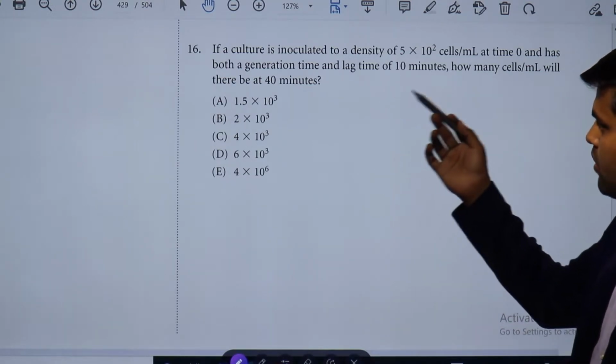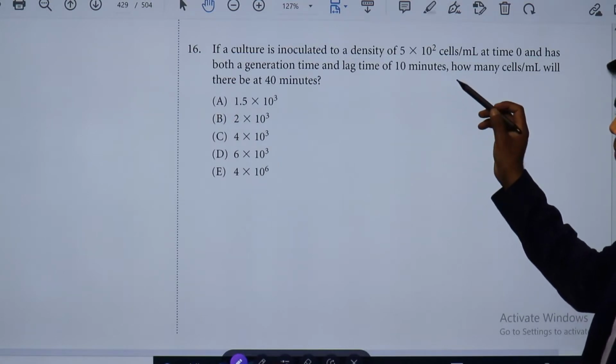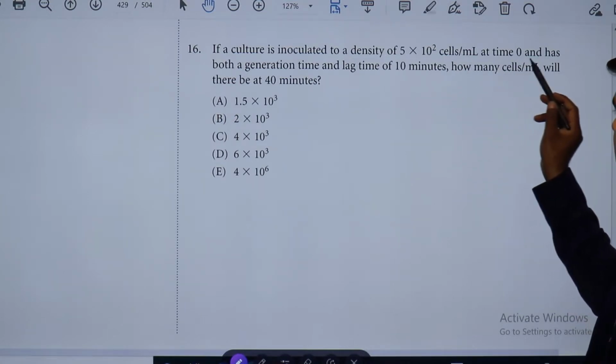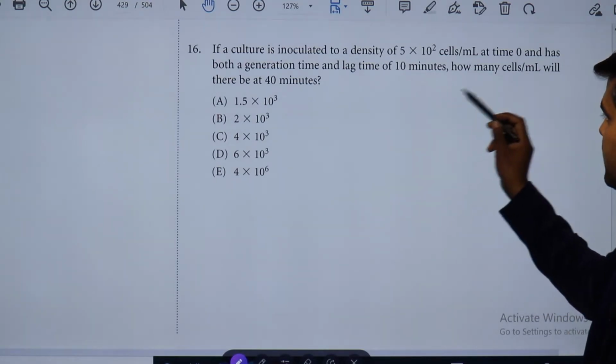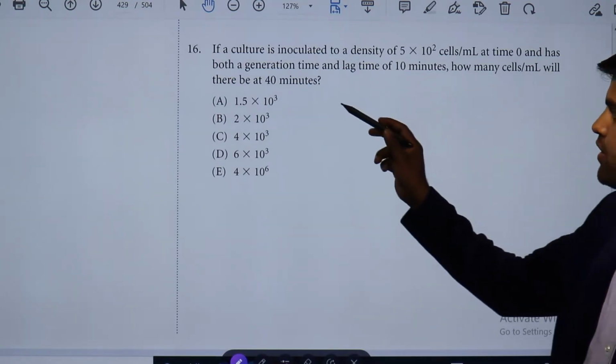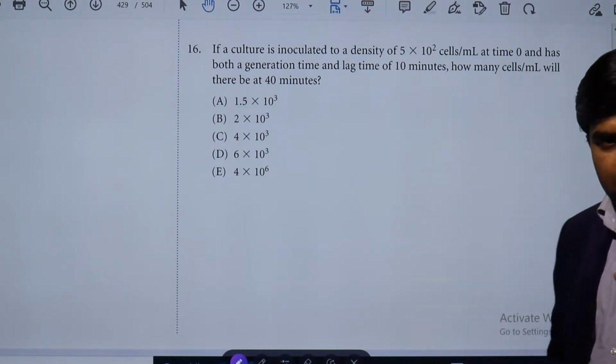If a culture is inoculated to a density of 5 into 10 to the power 2 cells per ml at 0 time, and has both a generation time and a lag time of 10 minutes, how many cells will be there at 40 minutes? So this is a simple question.